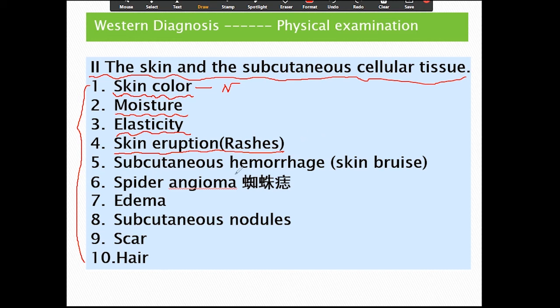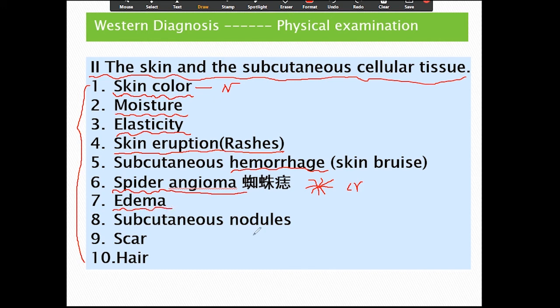And some people may have blisters under the skin. That means some bleeding under the skin. And a special kind of sign, spider-like enlarged blood vessels, basically like this shape. That's usually when the patient's liver has some disorder. So that's the size. And some patients will have edema.